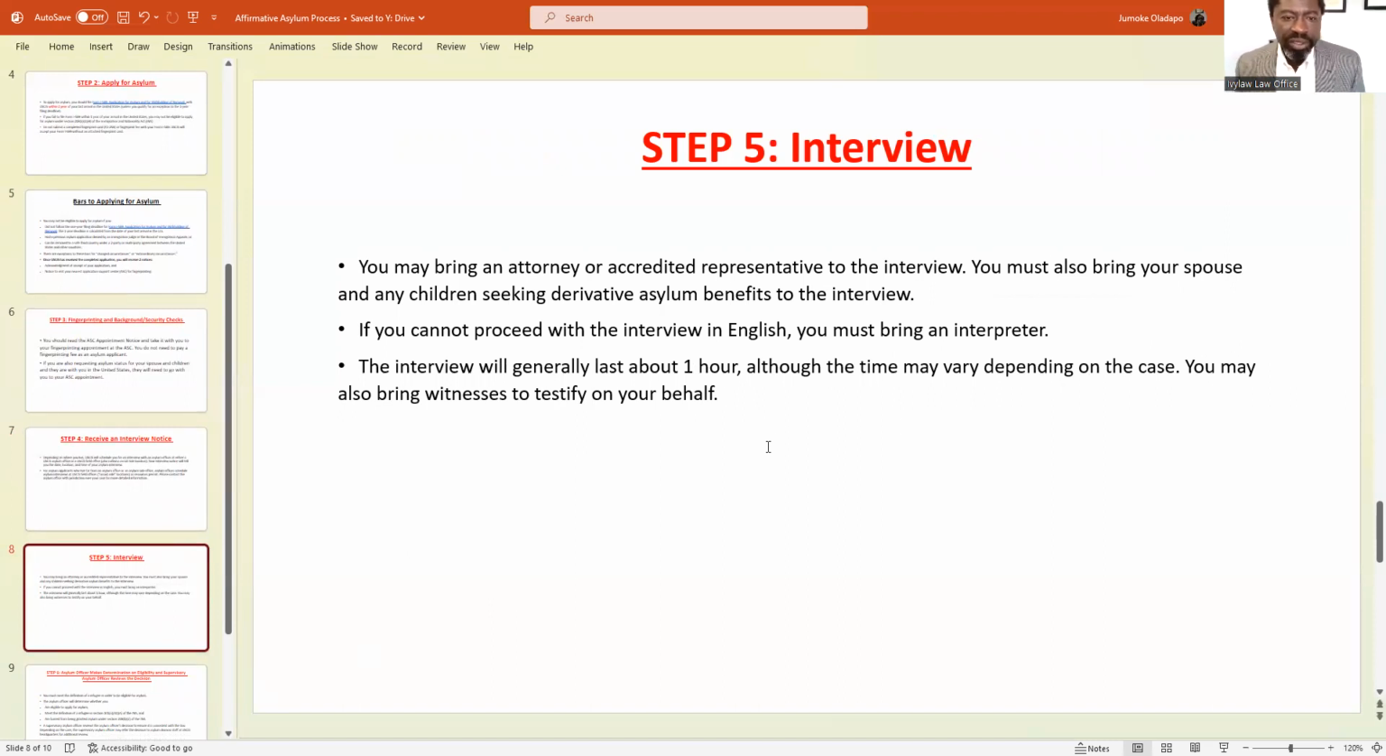Now, step 5, the interview. You may bring an attorney or accredited representative to the interview. You must also bring your spouse and any children seeking derivative asylum benefits to the interview. If you cannot proceed with the interview in English, you must bring an interpreter. The interview will generally last about 1 hour, although the time may vary depending on the case. You may also bring witnesses to testify on your behalf.